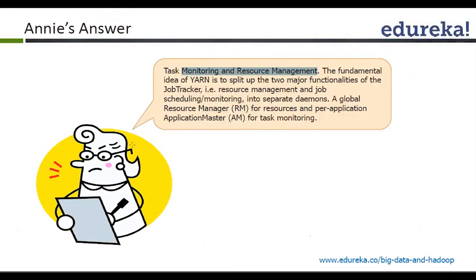So to whom has the life cycle management been given? It has been given to the App Master, and the resource management is taken care of by the resource manager. Okay? So the fundamental idea of YARN is to split up the two major functionalities of the job tracker, that is resource management and job scheduling, into separate daemons.